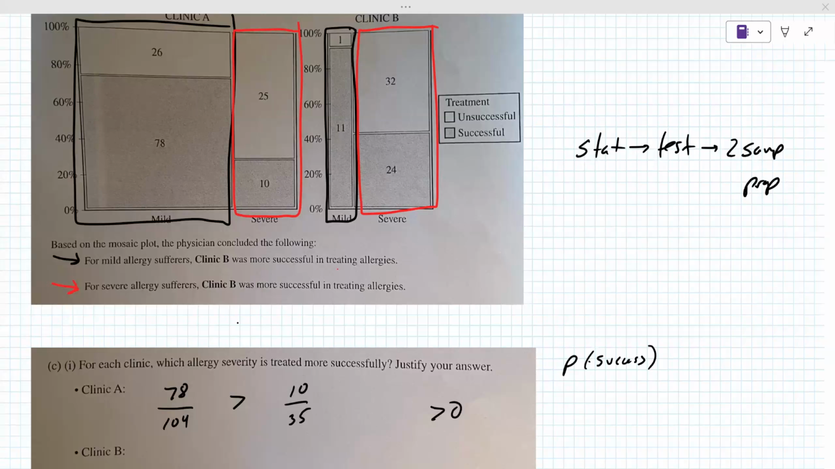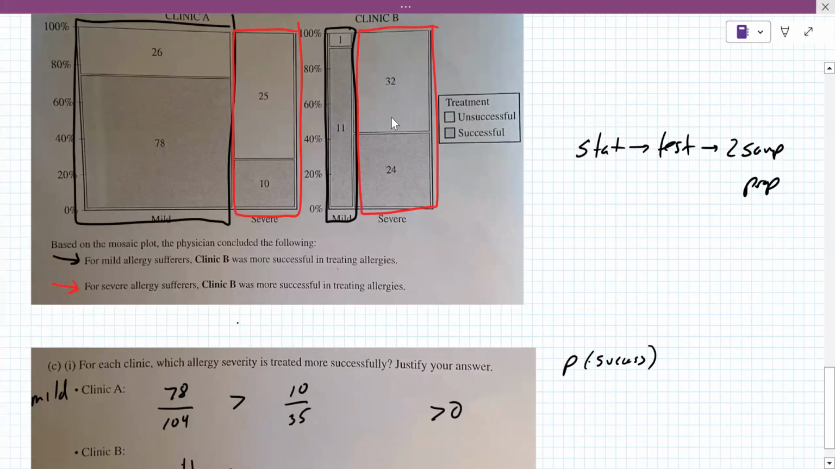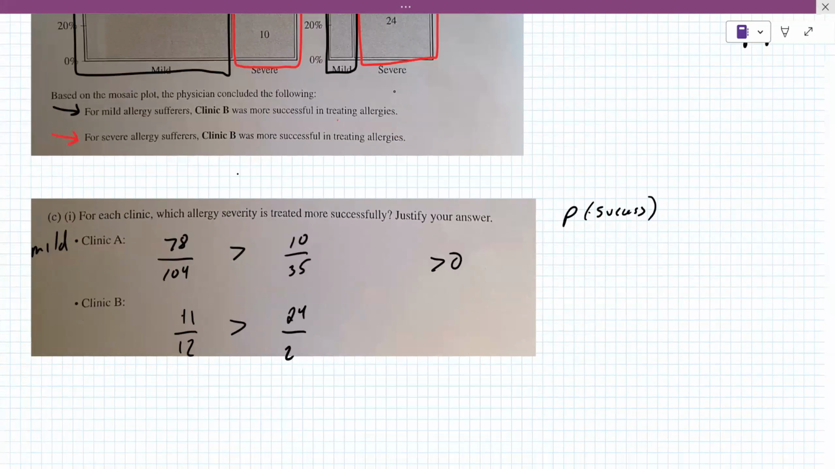Right. Clinic B, we're going to do the same thing here. We're going to go back to that other screen. You want to compare 11 over 12 for the mild. So basically, A does a lot better on the mild. I don't know why this is surprising, but mild is better in A. Usually you just treat mild allergies anyway. Over the 24 over 30 over 56. So do the same thing there.